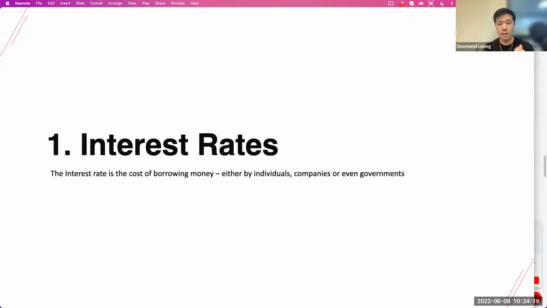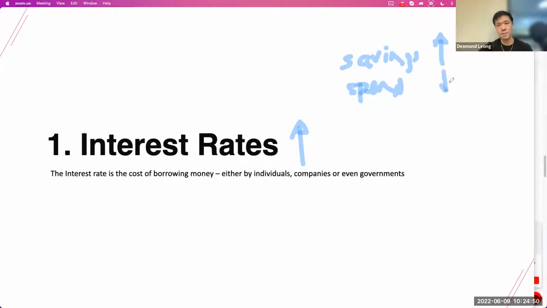So how does that affect growth? Interest rates go up. Because it's more expensive to borrow money, let me see if I can just use my drawing tool over here. So if interest rates go up, what happens to savings? Savings would go up because more people are going to start saving money. And hence your spending decreases. Spending decreases, right? And this would lead to lower growth.